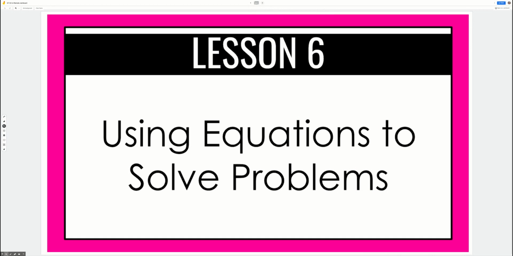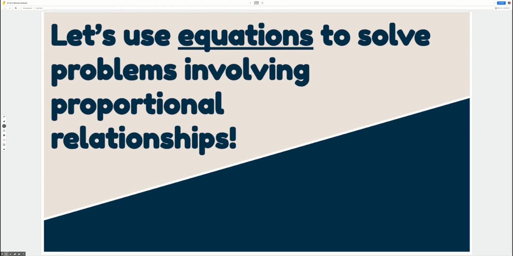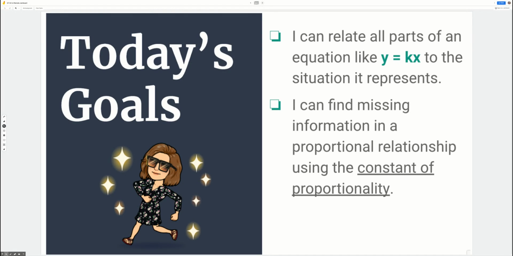Today's lesson is called Using Equations to Solve Problems. And we're going to use those equations to help us solve problems involving proportional relationships, just as we've been doing in the past few lessons. Our goals for today: we're going to be able to relate all of the parts of the equation, like y equals kx, to the situation it represents. Now remember, k is our constant of proportionality. We're going to be able to find missing information in a proportional relationship using that constant of proportionality.